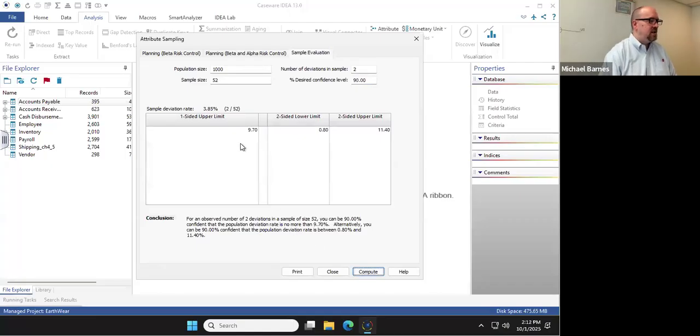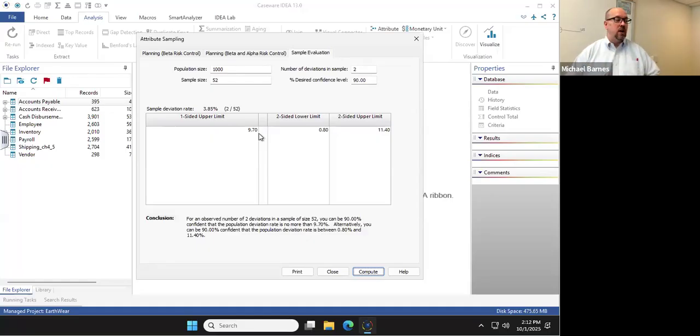All right. So this is telling us that our sample deviation rate is 3.85%, which is basically 2 divided by 52. So that's our sample deviation rate. But because this is such a small sample, our upper error limit is 9.7%. So basically it's saying that this is like 3.85% where our actual number is, but this number could be as high as 9.7% because of our small sample size.